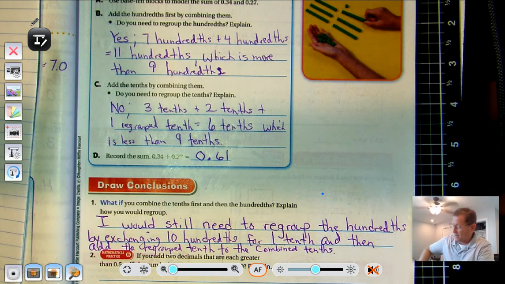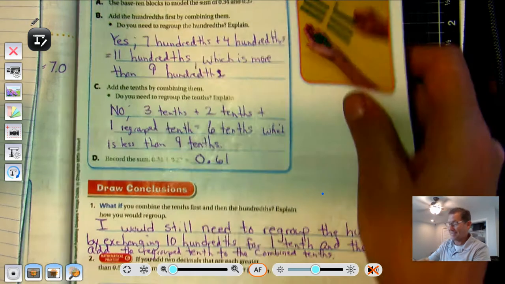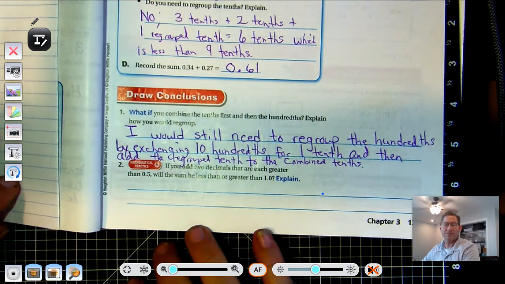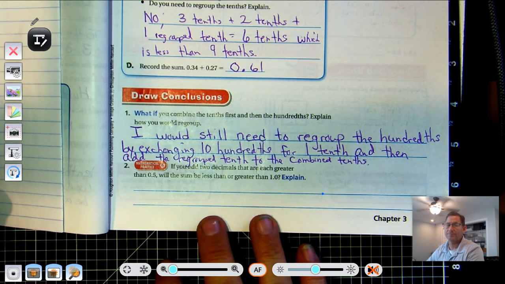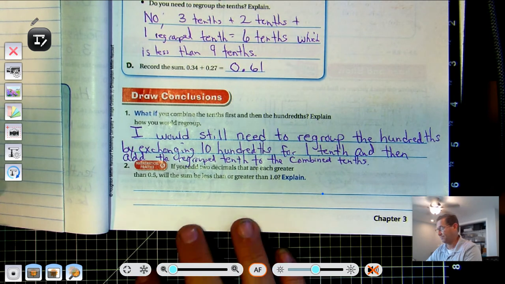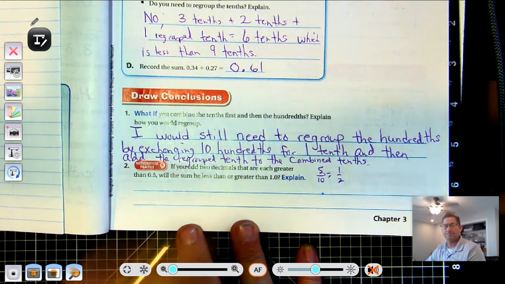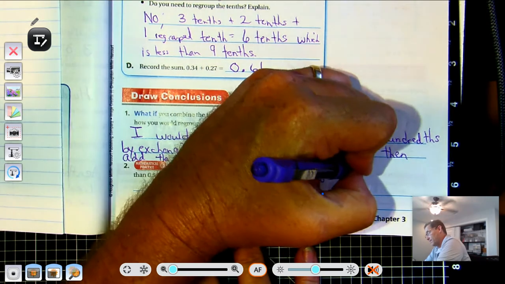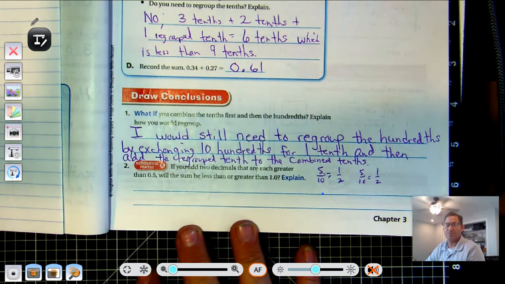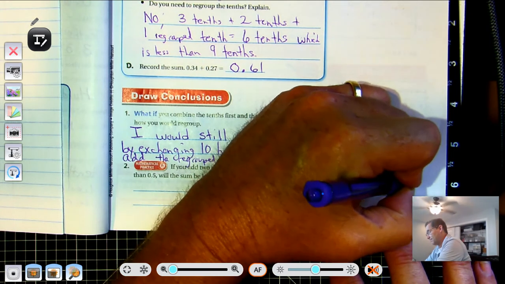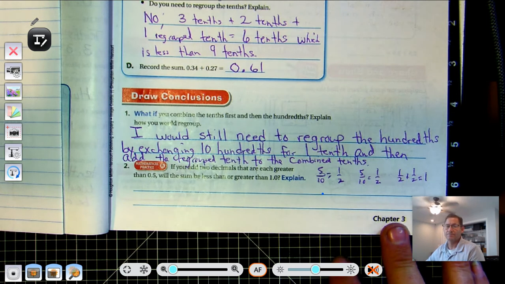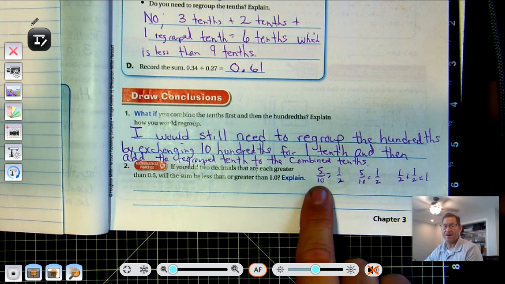Right? If you add two decimals that are each greater than 5/10, will the sum be less than or greater than 1? Well, 5/10, that's 1/2, right? So 1/2 plus 1/2 equals 1. So if I'm adding two decimals that are greater than 5/10, the sum's got to be greater than 1.